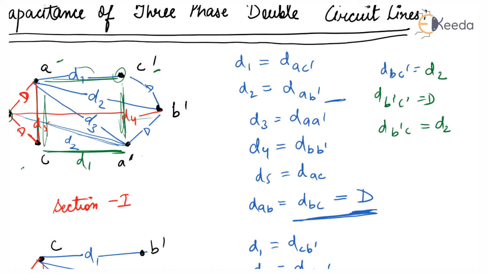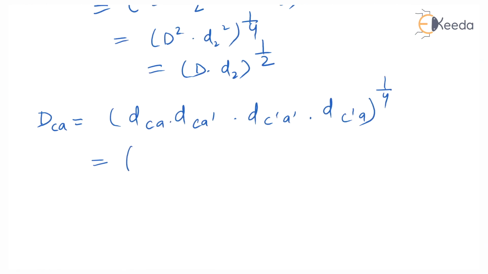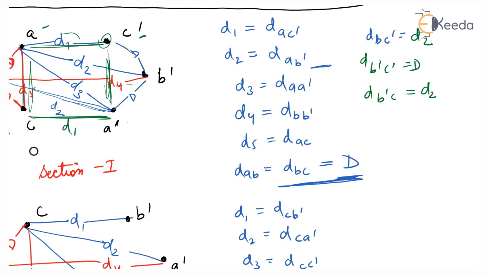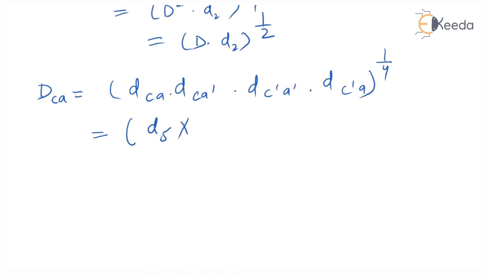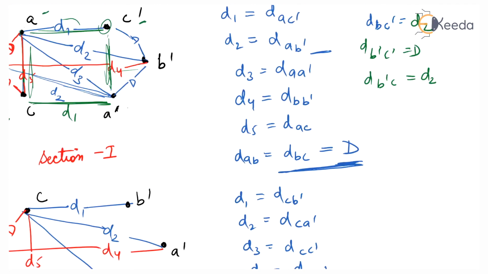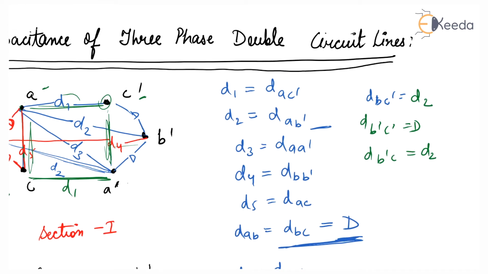So this is D1. D5 into D1 into D5 into D1. So distance from C to A, D5 into distance from C to A dash. This distance from C to A dash, D1 into distance from C dash to A dash, D5, and distance from C dash to A. Distance from C dash to A is equal to D1.